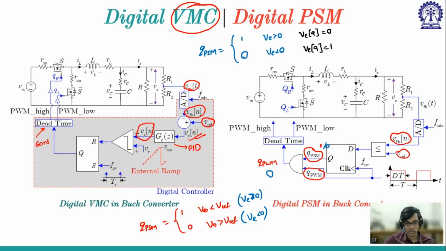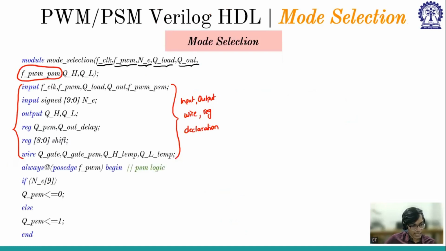So now I have written the logic, and the same should be written in the Verilog code. How will I write it? If the 9th bit is 1, then QPSM is 0, else QPSM is 1. The same thing they have done here. If the 9th bit is 1, it means error voltage is negative. Error voltage negative means reference is less than V naught, so V naught is greater than V reference, and the pulse has to be skipped. So here V naught is greater than V reference, so it is a skip pulse. That's why it is 0. Here V naught is less than V reference and it is a charge pulse. So this is the PSM logic.